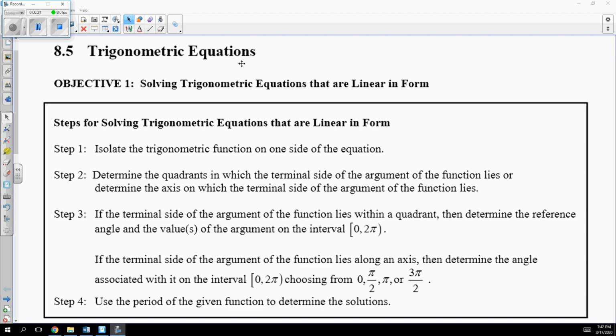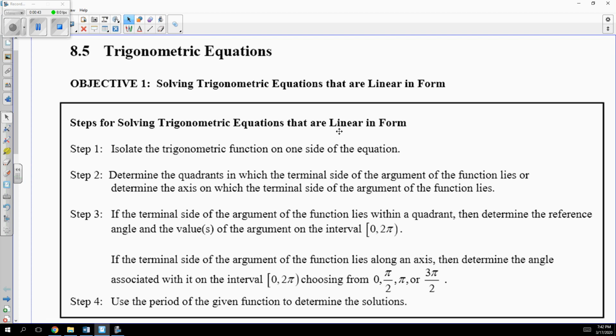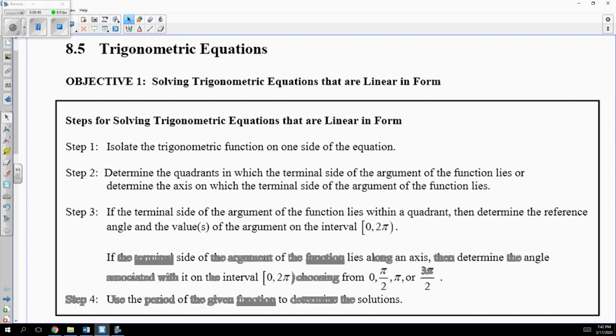So the next section that we're going to study is the last section that should be the hardest material we're doing, and then into chapter 9, it's going to be easy peasy lemon squeezy. In section 8.5, we're going to be solving trig equations. For the most part, you're going to treat these a lot like the way you would solve other types of equations, algebraic equations. You're going to be solving trig equations of a linear form.